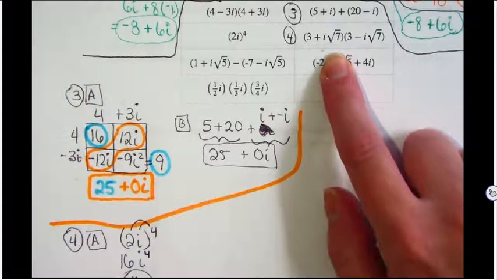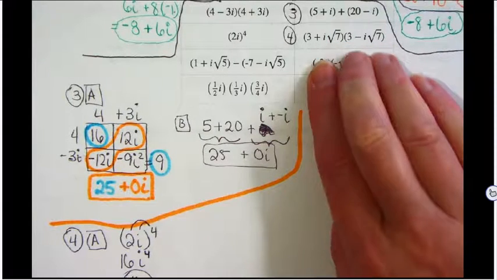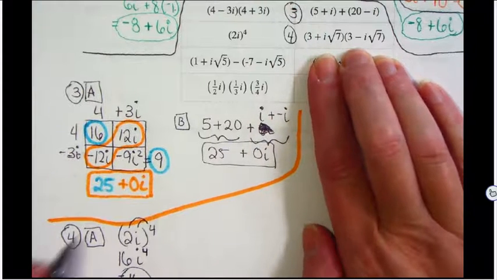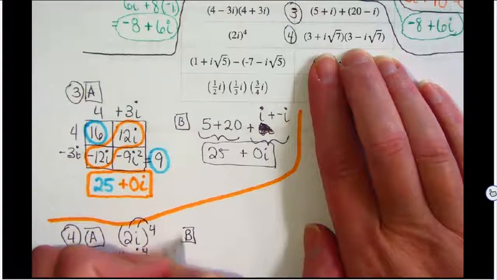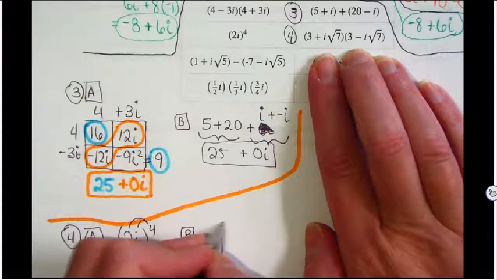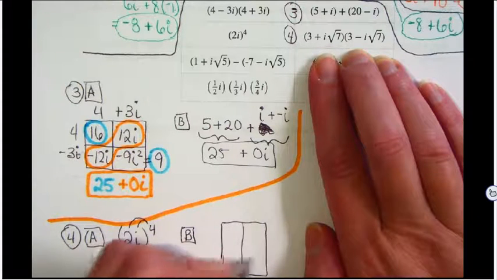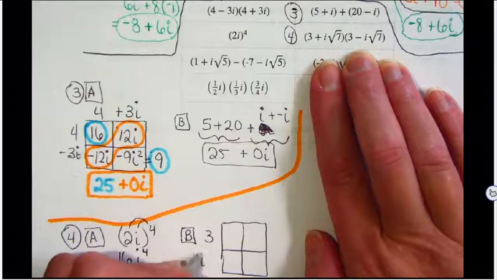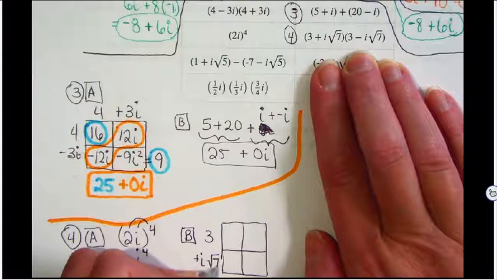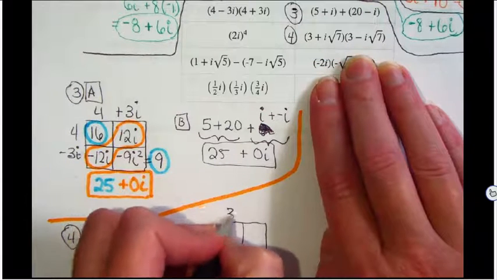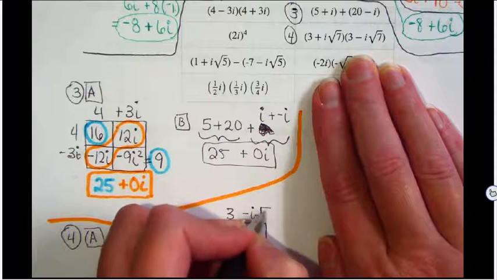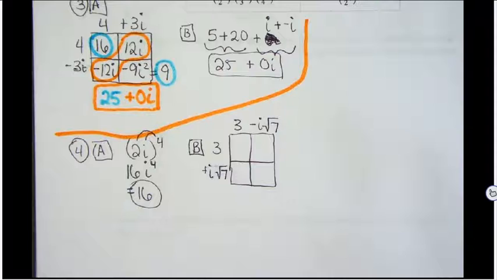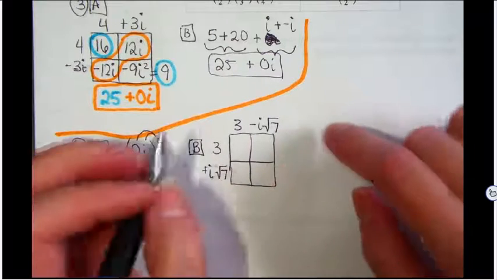Partner B's problem may look pretty ugly, but once we start doing some multiplication together, we'll see that it's really not too terribly bad. I am going to set up some grid multiplication down below here. I need a grid. And then one part of my grid, I have 3 plus i square root 7 and 3 minus i square root 7. Oh, my left-handedness is showing. Sorry, it's getting all smudgy.